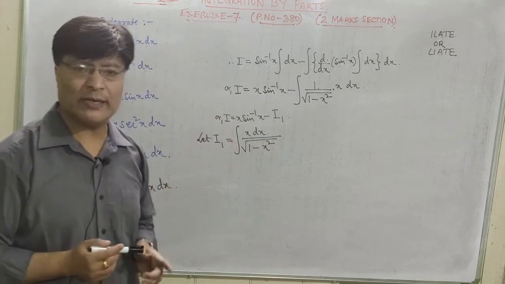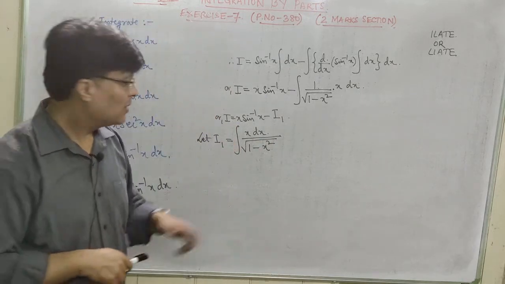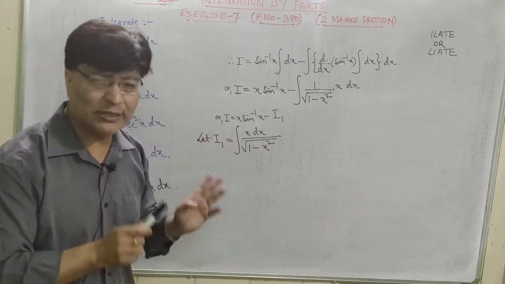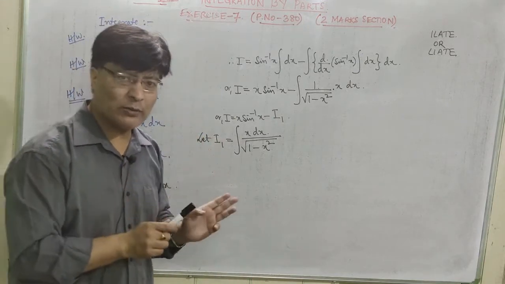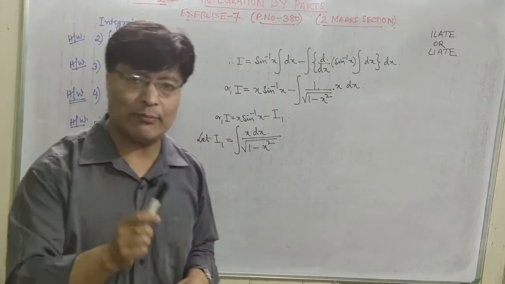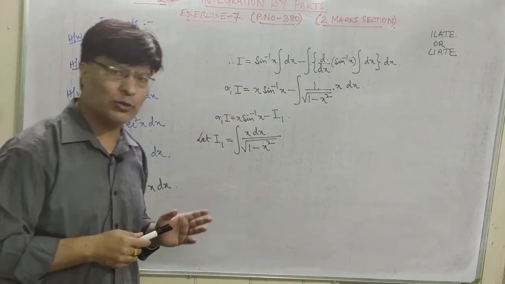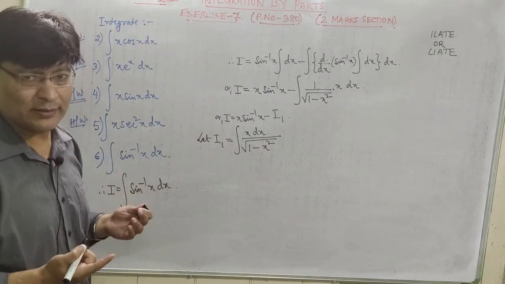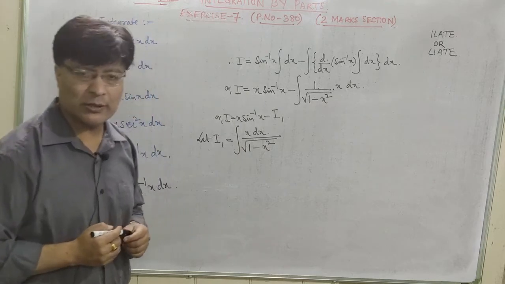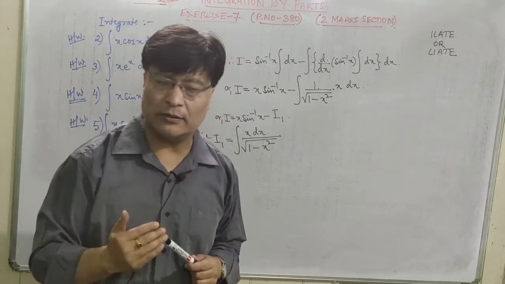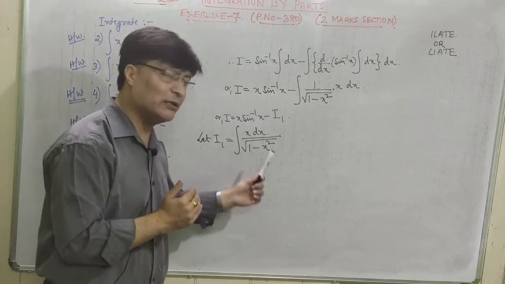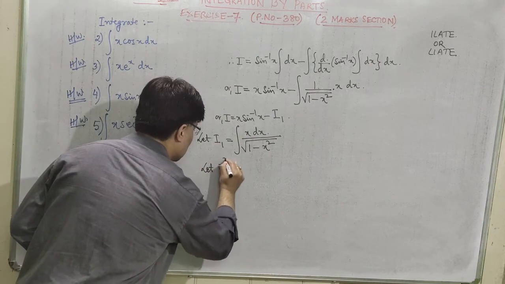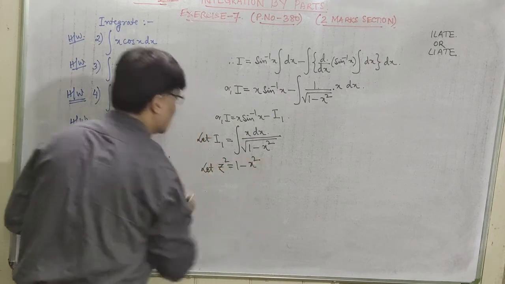So we can assume this 1 minus x square as z, but this expression is under square root, and the square root is in the denominator. Whenever the square root is in the denominator, you have to assume that 1 minus x square as z square. I already told you about that, isn't it? So let us assume 1 minus x square as z square, because the expression is under square root and the square root is in the denominator. So let z square is equal to 1 minus x square.